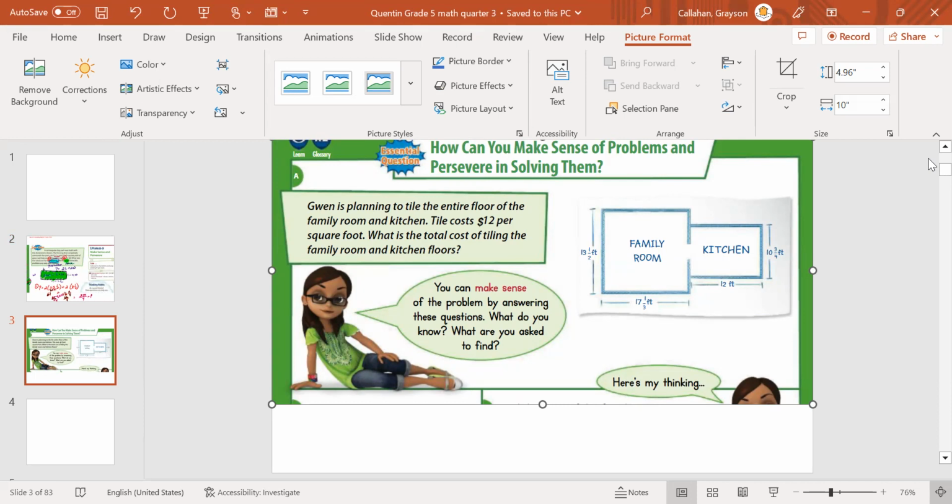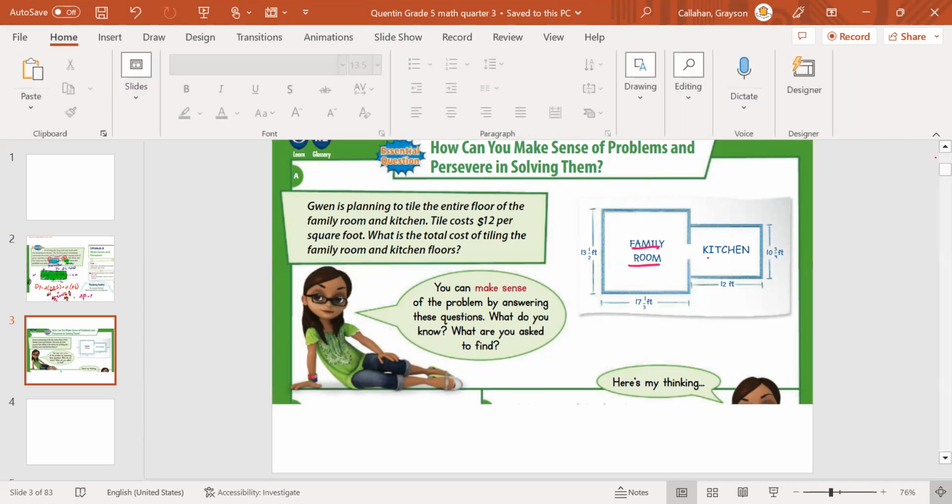Okay, so Gwen is planning to tile the entire floor of her family room and kitchen. So here's the family room, here's the kitchen. The cost is $12 per square foot. What is the total cost of everything, right?